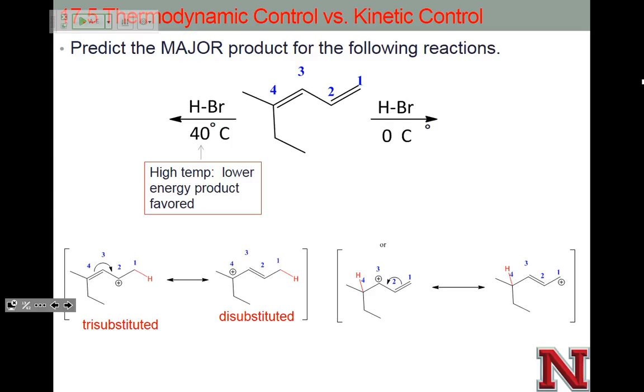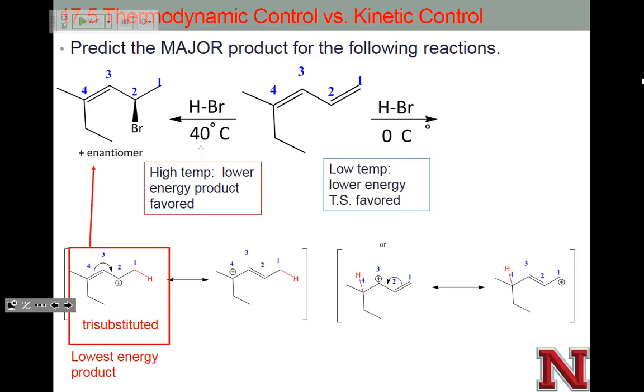So what we see is we look at the double bond for this. We have a tri-substituted double bond. Here we have di-substituted. Here we have mono-substituted. And here we have di-substituted. Our most stable double bond is the most substituted. In this case, we have a tri-substituted double bond. So that will lead to our major product at higher temperatures.